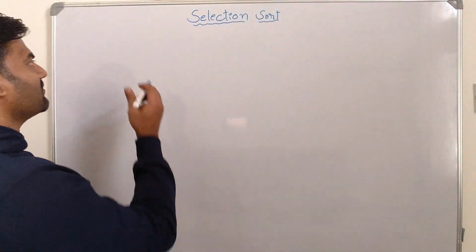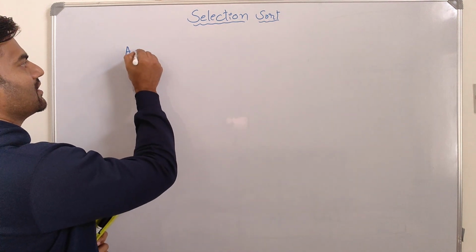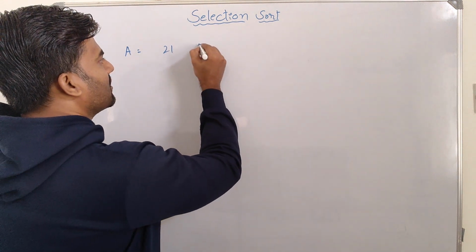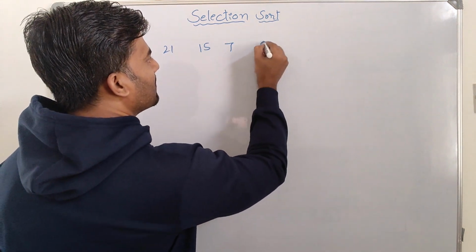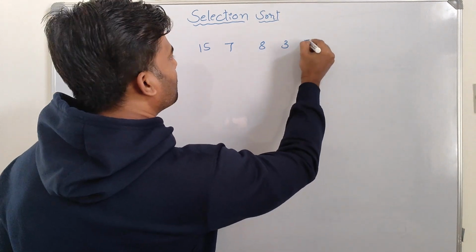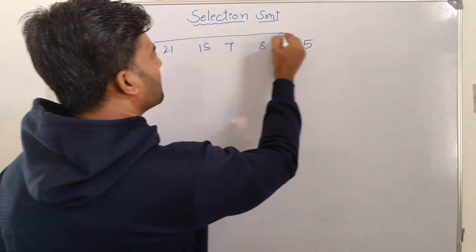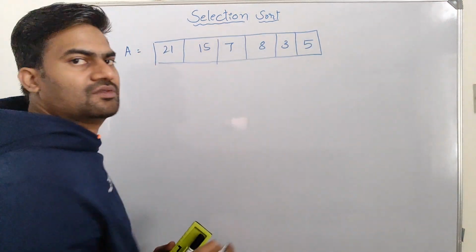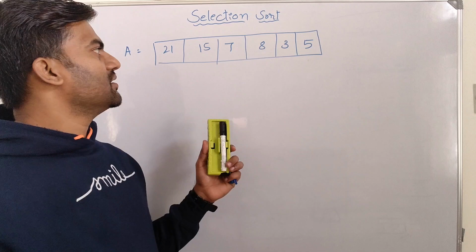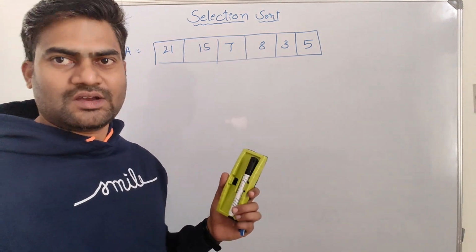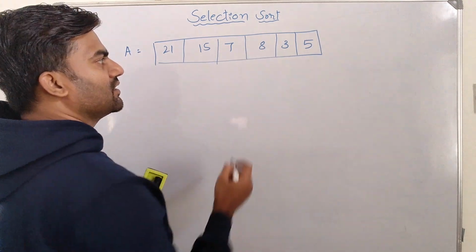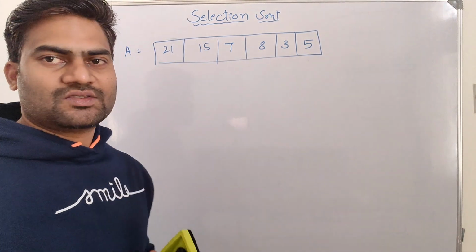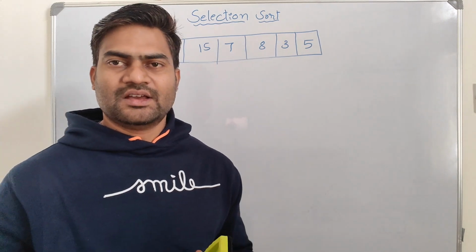So let us take an example. Let us assume we have an array A, with maybe 6 numbers: 21, 15, 7, 8, 3, 5. If you look into this array, with the naked eye, if we want to sort it, how do we do it? I will first take 3, then 5, then 7, 8, 15 and 21.